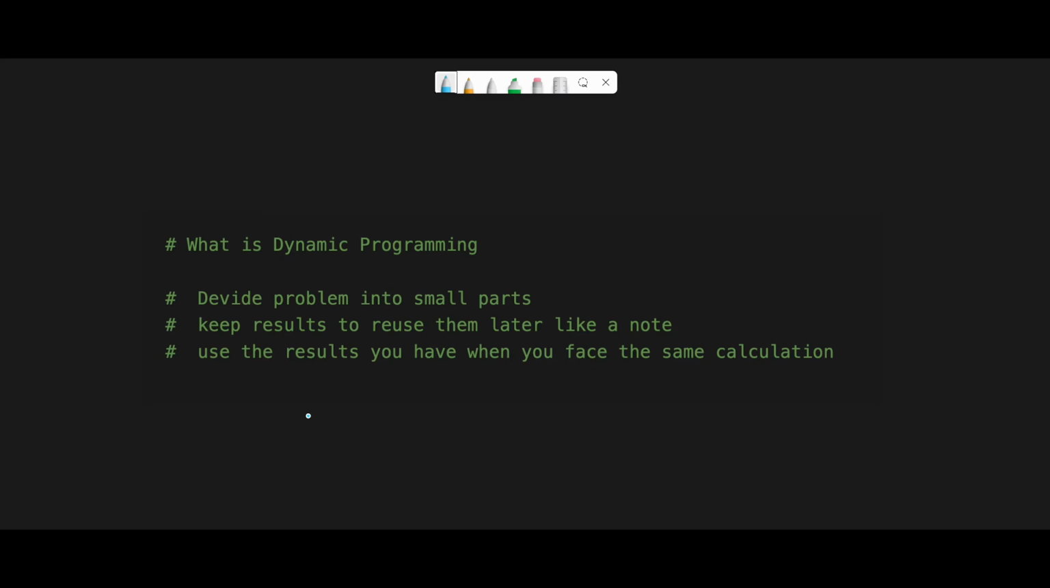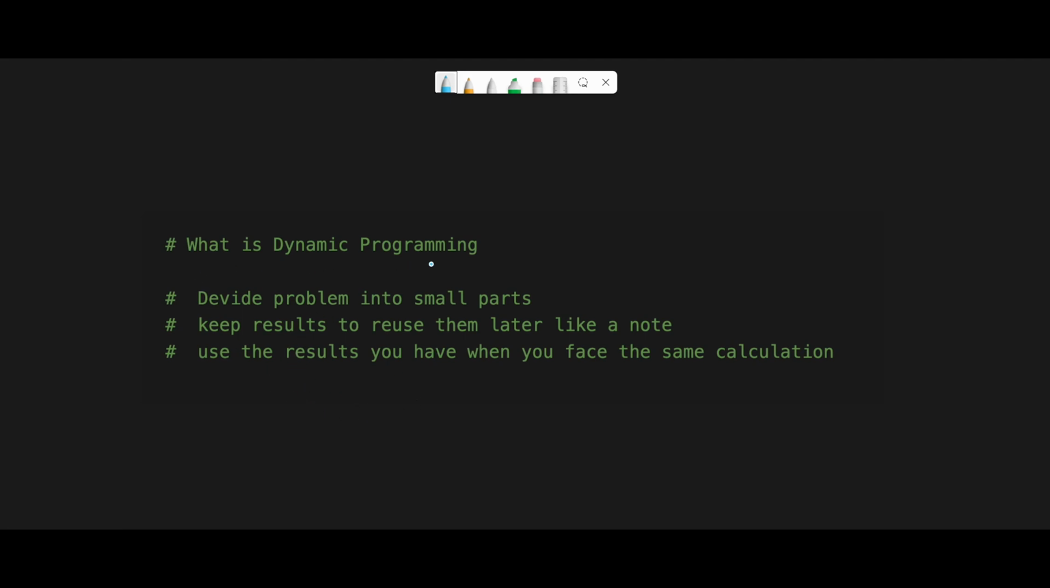Hey everyone. So the other day, somebody asked me about how I realized that this is a dynamic programming problem. So today I'm going to talk about dynamic programming and let's see an example. So first of all, I wrote down the features of dynamic programming.